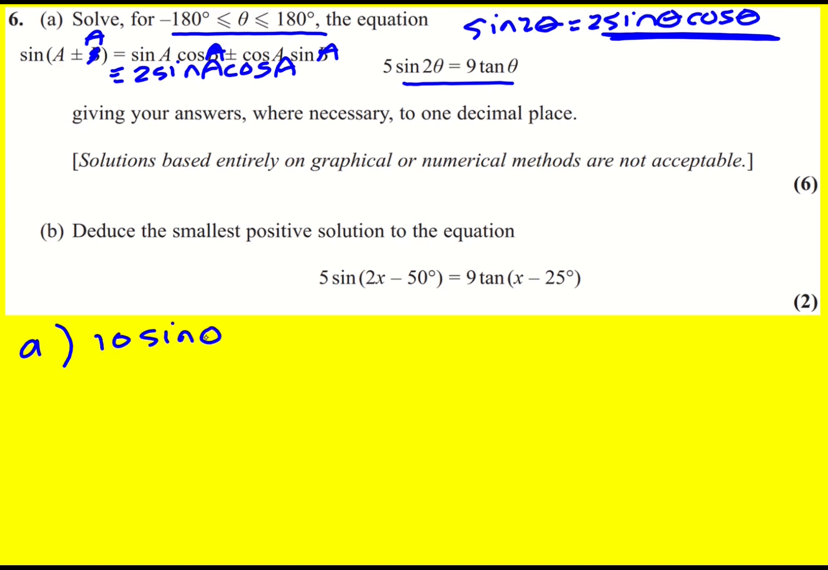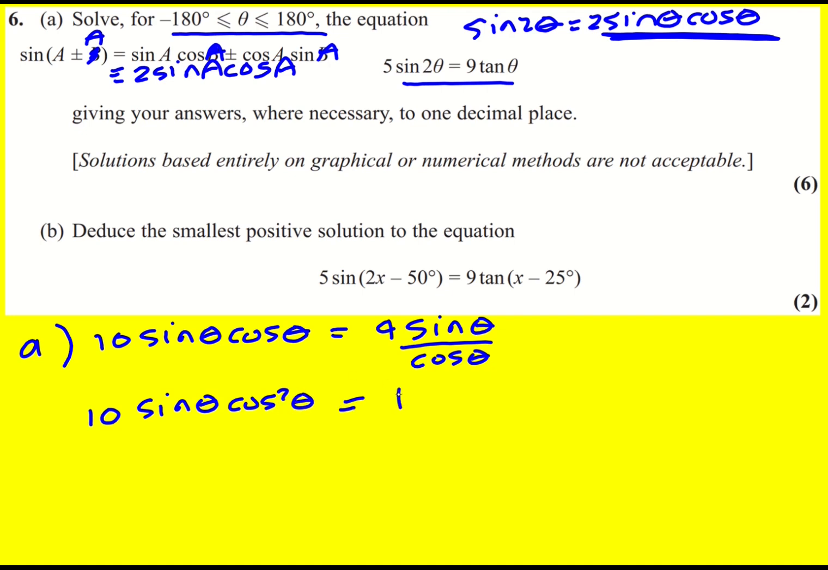or 10 sine theta cos theta is equal to 9 tan theta. Don't really want that tan theta there, so I'm going to go straight for it and write it as sine theta over cos theta. There we go. And I'm going to multiply through by cos theta. Technically, okay, no, let me do that. 10 sine theta cos theta squared is equal to 9 sine theta. So what I was going to say is technically theta cannot equal 90 degrees or minus 90. They end up not being solutions anyway, but when you go from here to here, you just have to rule that out as a possible solution.